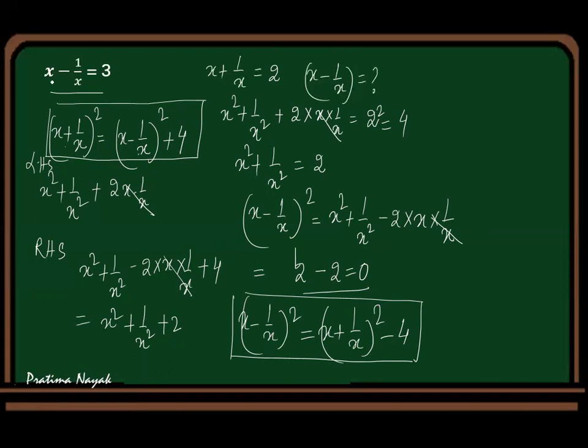So let us see for this particular question what will be x plus 1 by x. You can write yourself and you can verify. So it will be simple 3 square, 9 plus 4. It will be 13 only. So x plus 1 by x whole square is 13. So x plus 1 by x is equal to under root 13. Okay.